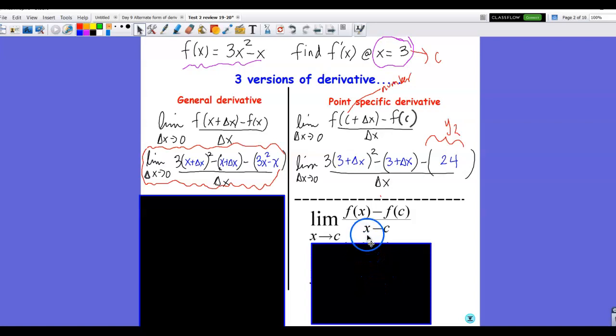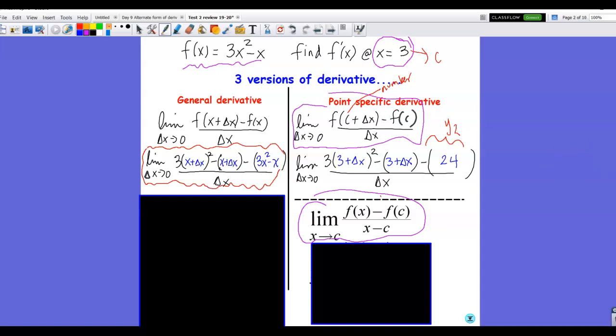Over the literal change in x, so it's x minus c, so we have a specific c value. So these two on the right-hand side are both, in this format, a form of a point-specific derivative, and this is a different form of a point-specific derivative. Make sure that you understand both of those are point-specific.